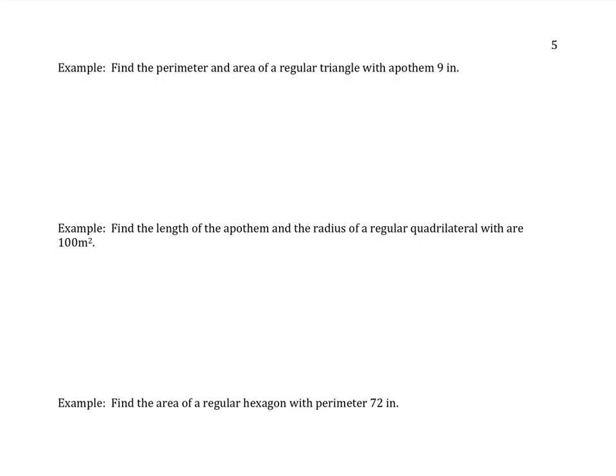So on this next page, find the perimeter and area of a regular triangle with apothem 10. So I'm going to draw this regular triangle, and here's the apothem, and the apothem is 9. And I'm going to draw in the radii of this triangle. I'm going to put all 3 of them in.